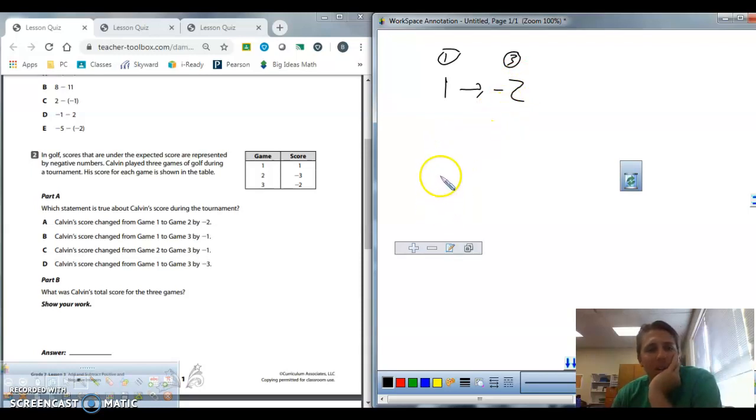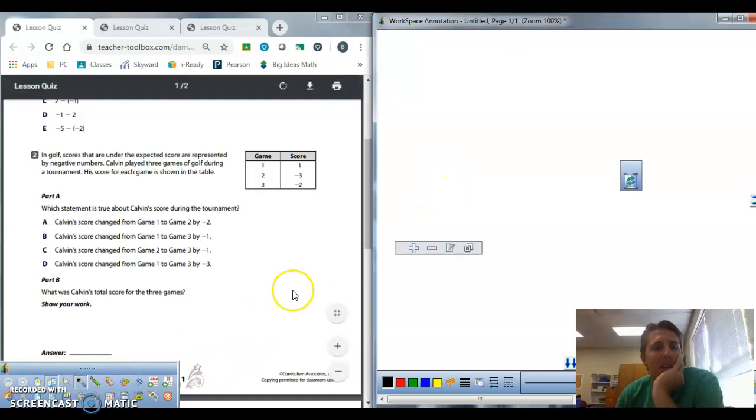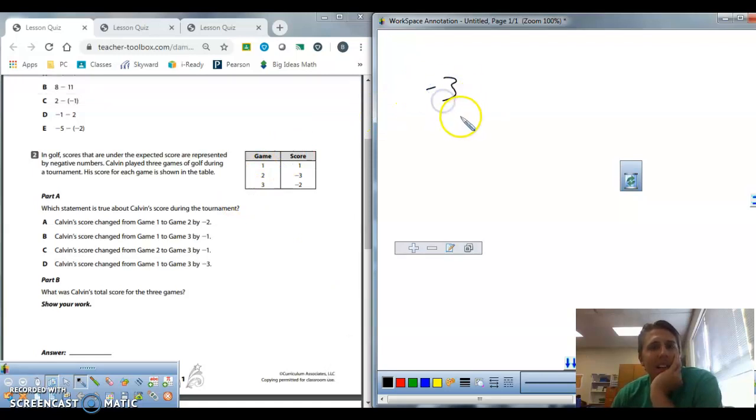Okay, next one. Calvin's score changed from game 2 to game 3 by -1. Okay, so you go from -3 on game 2 to game 3 going to -2. From -3 to -2, that's actually, you went +1, right?